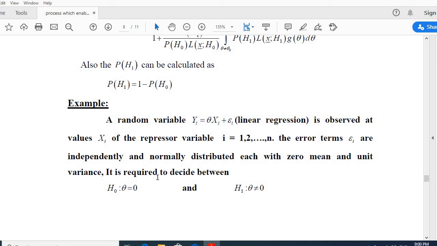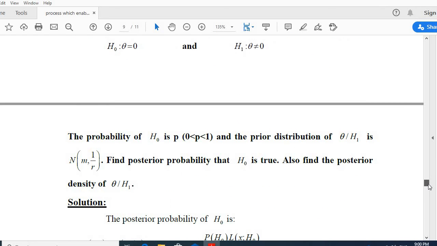It is required to decide H0: θ is equal to 0 and H1: θ is not equal to 0. The probability of H0 is p, where p is greater than 0 and less than 1, and the prior distribution of θ given H1 is normally distributed with parameters m and 1 over r. Find the posterior probability that H0 is true. Also find the posterior density of θ given H1.